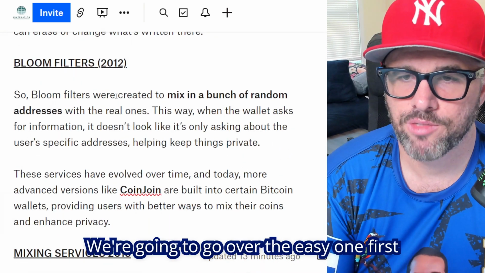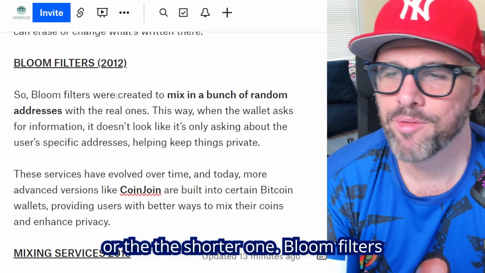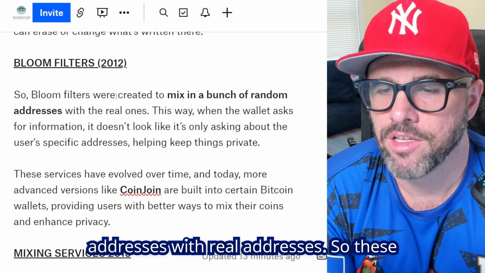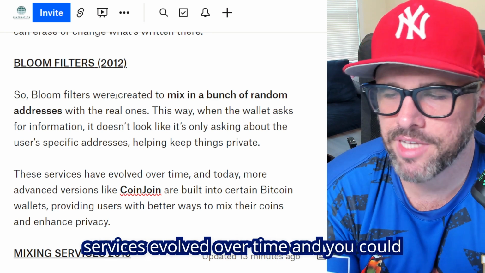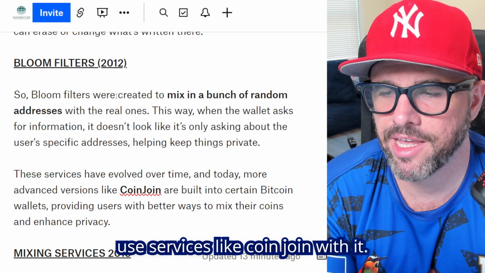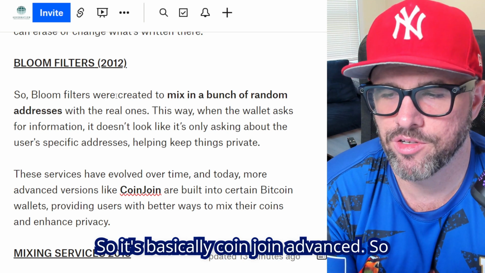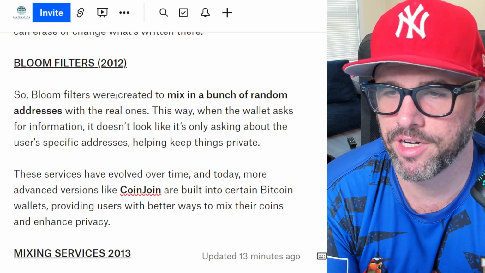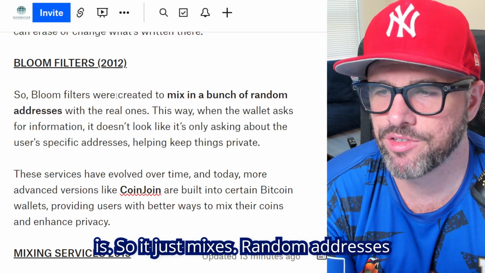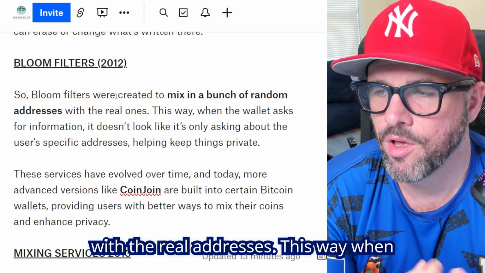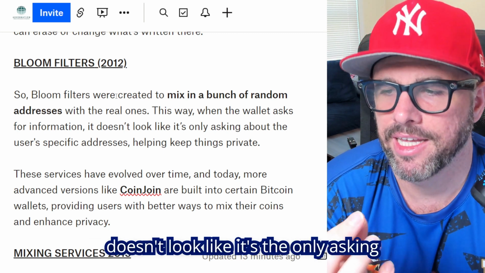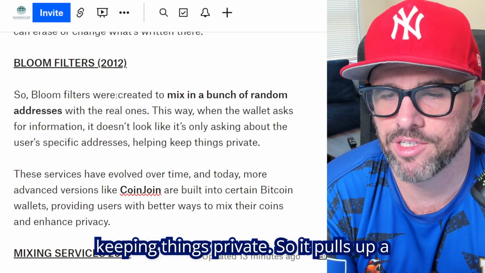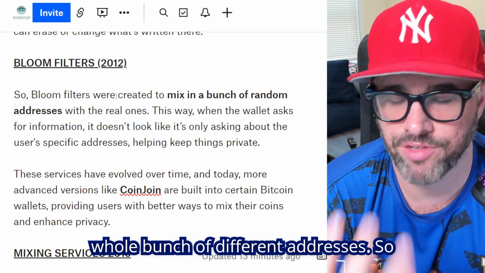We're gonna go over the easy one first, or the shorter one. Bloom filters basically mix in random addresses with real addresses. These services evolved over time, and you could use services like CoinJoin with it. So it's basically CoinJoin advanced. That's pretty much what a Bloom filter is. It just mixes random addresses with the real addresses. This way, when the wallet asks for information, it doesn't look like it's only asking about the user's address, which is keeping things private. So it pulls up a whole bunch of different addresses.